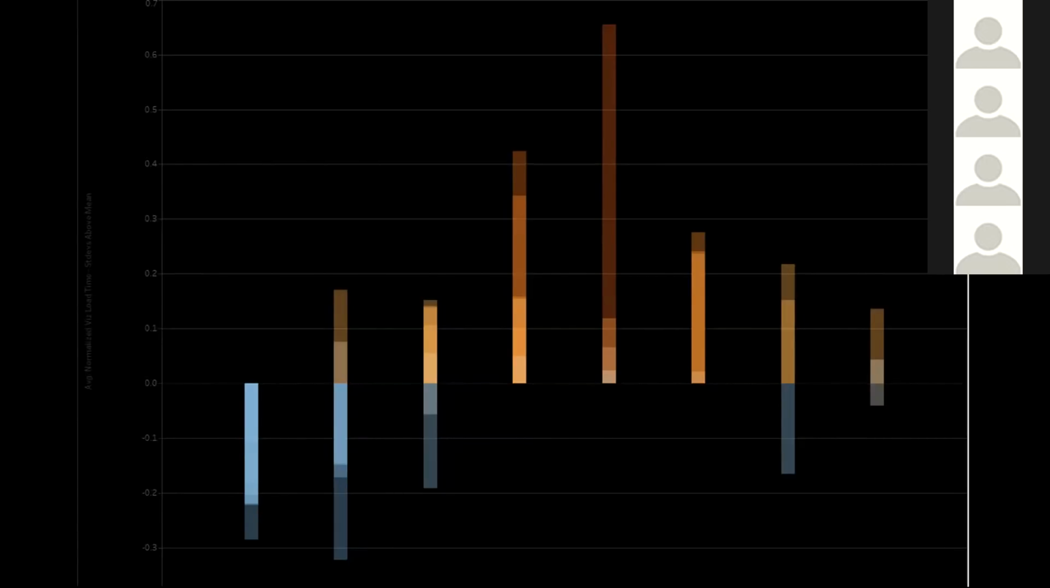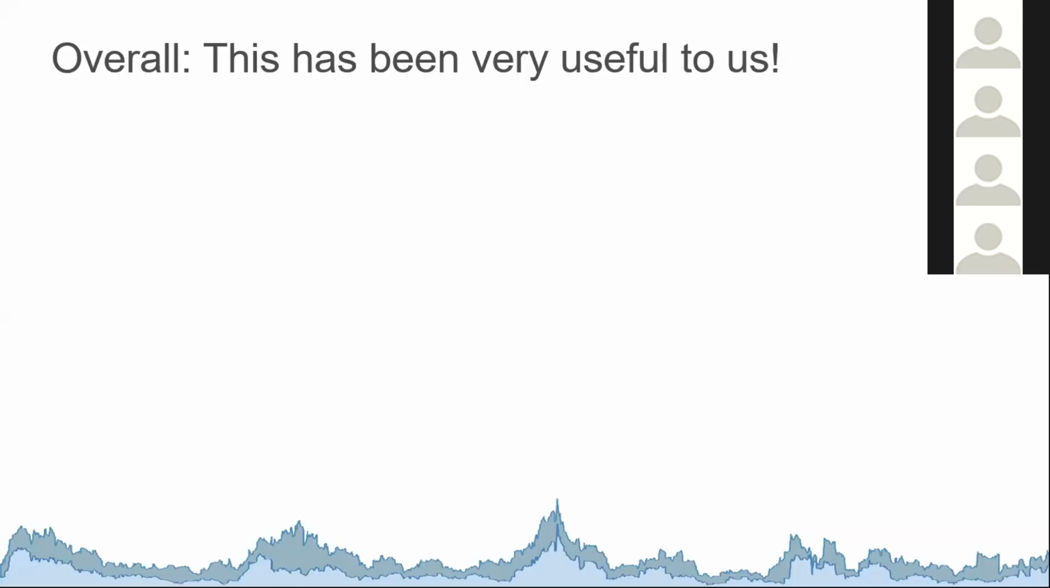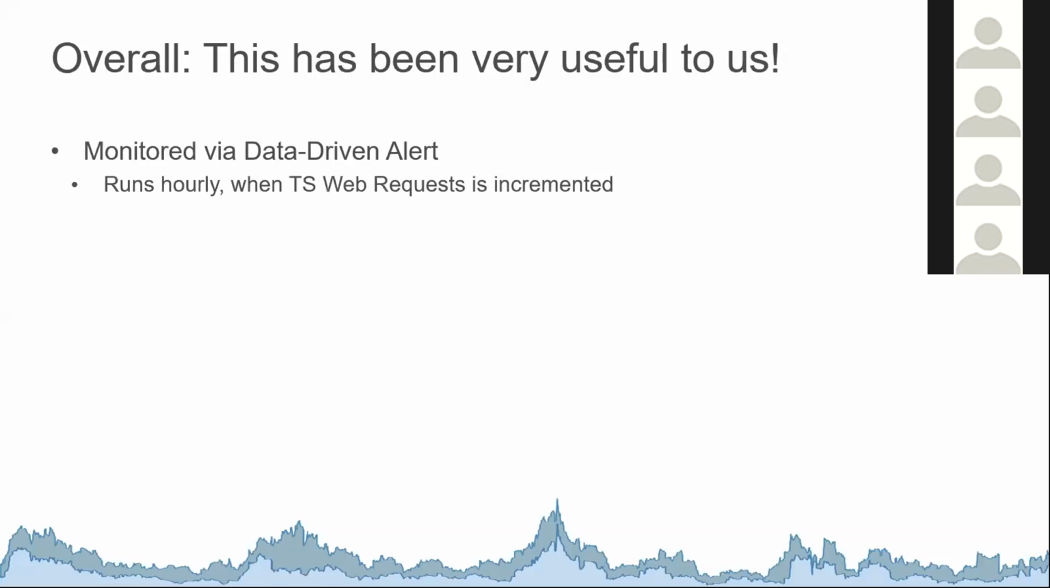So it's been useful. Okay, so kind of going over the overview again. It's been very useful. We monitor this Viz with a data-driven alert, stock Tableau server functionality. It runs hourly because we're incrementing that TS web request data source, and every time that's incremented, the data-driven alert will test our Viz. A threshold we use is 0.2 for that median on the blue and orange chart at the top, which weights each Viz equally. You can play around with that. I feel like it's a little noisy for us, but that's something that's up to every server admin, I think.